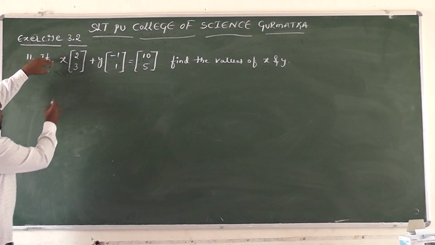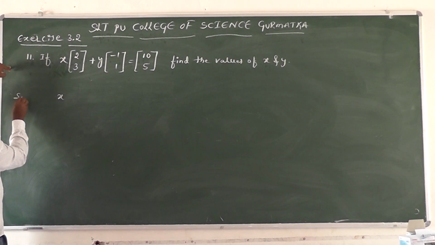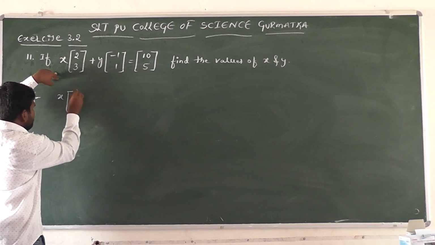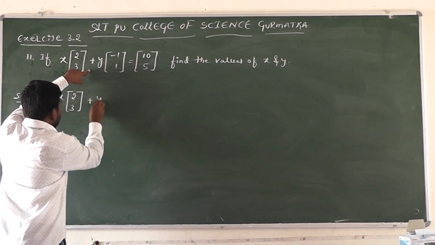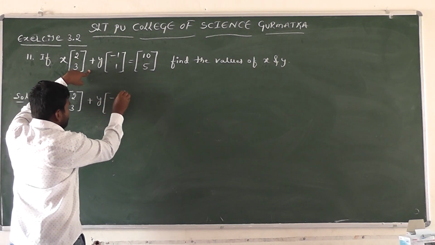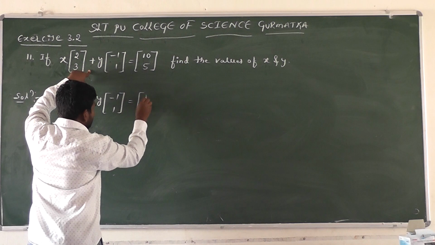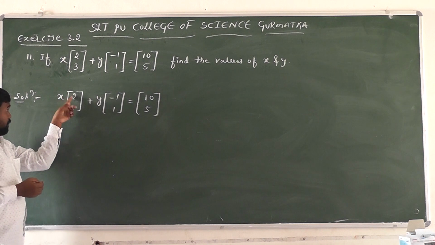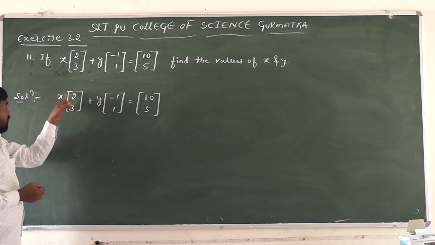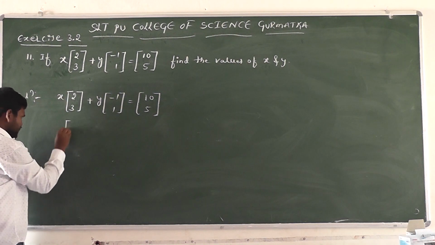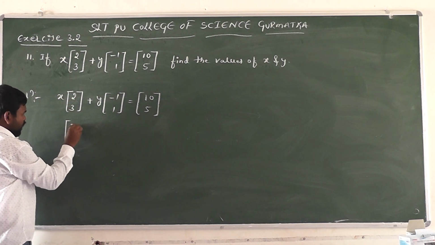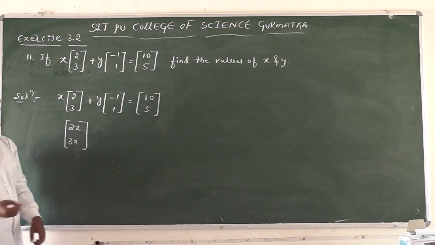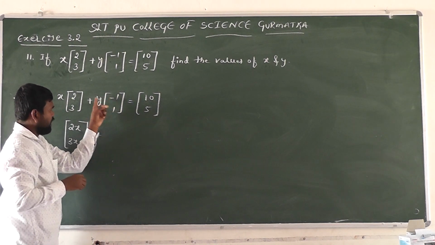First we have to observe the question: x times the matrix with elements 2, 3, and y times the matrix with elements minus 1, 1, is equal to the matrix 10, 5. Here we have matrix multiplication. You have to multiply x with every element of the matrix. 2 into x is 2x, and 3 into x is 3x.